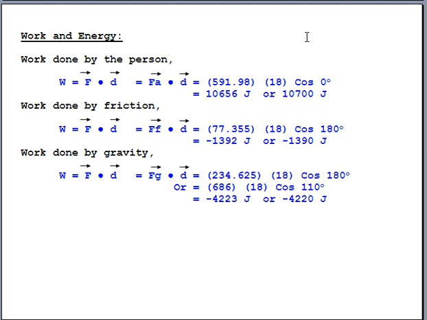Now, I guess you could ask the question, what about the normal force? What kind of work does it do? Well, it's perpendicular to the displacement, so it doesn't do anything at all. You can, though, ask this question: what's the work done by the net force? What we would call the net work, the overall work.